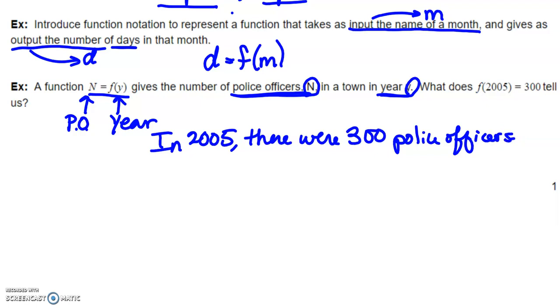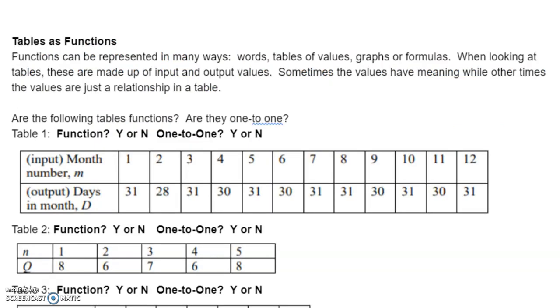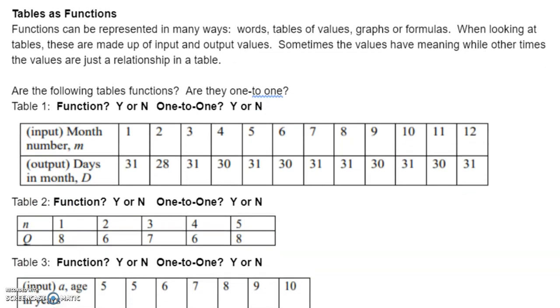Okay? All right, let's turn to the next page. This gets us into kind of our math stuff. That was some meaning behind it. This will give us some math information with tables. Then we're going to do graphs. And then we're going to talk about actual functions that we have, okay?